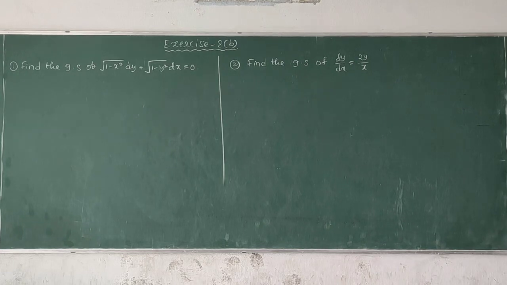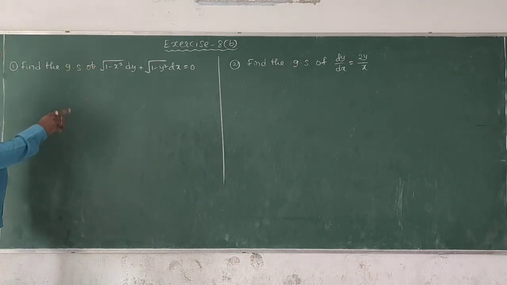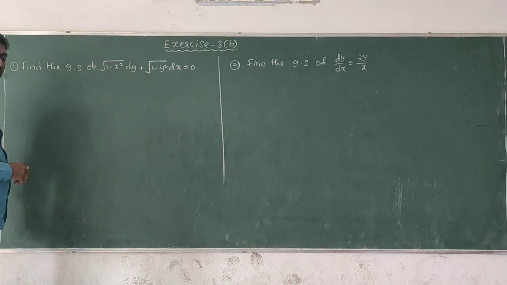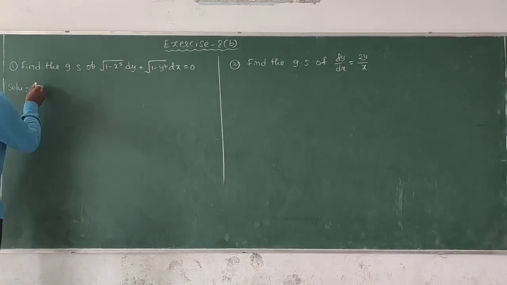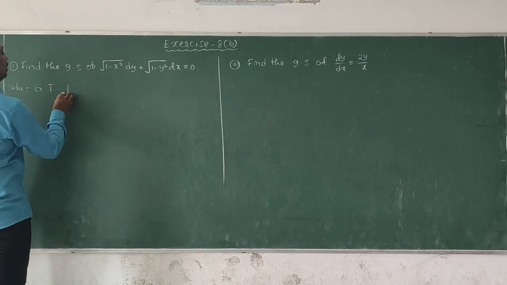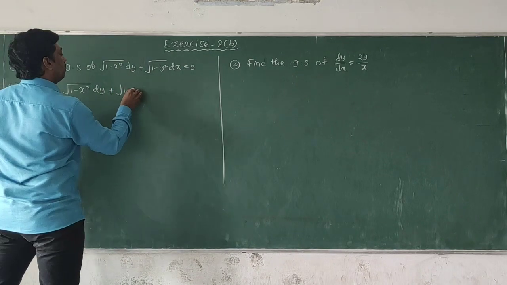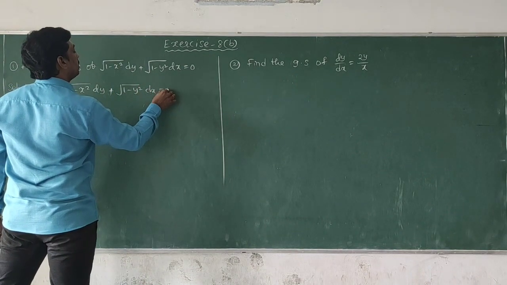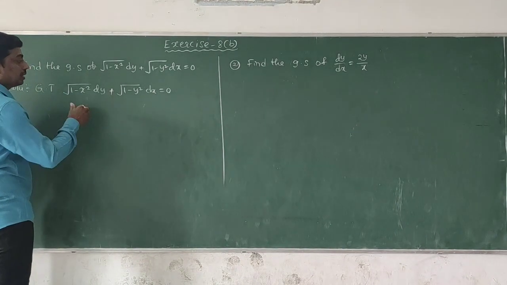Yes, students, next in exercise 8b, the total exercise problems are on the variable separable method only. In that, first one: find the general solution of square root of 1 minus x square into dy plus square root of 1 minus y square into dx equal to 0. We need to find the general solution of this differential equation. To solve this very easily, we need to separate the variables.